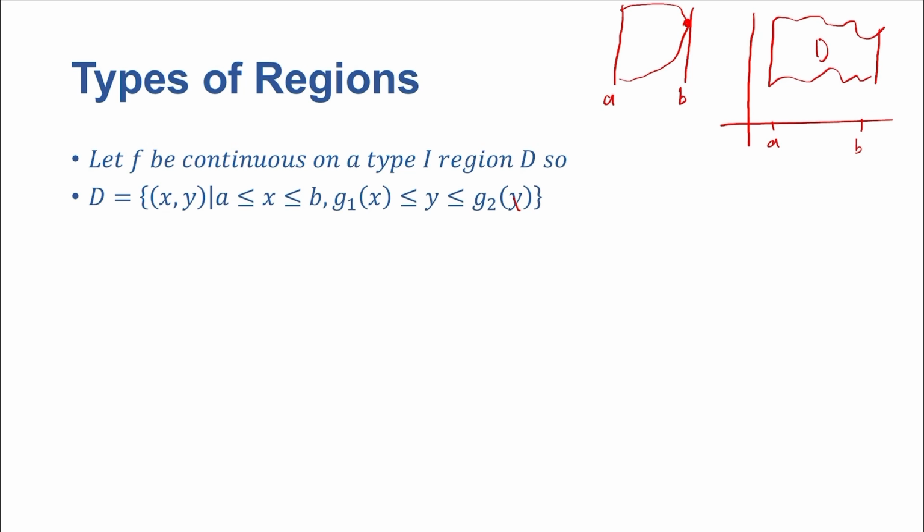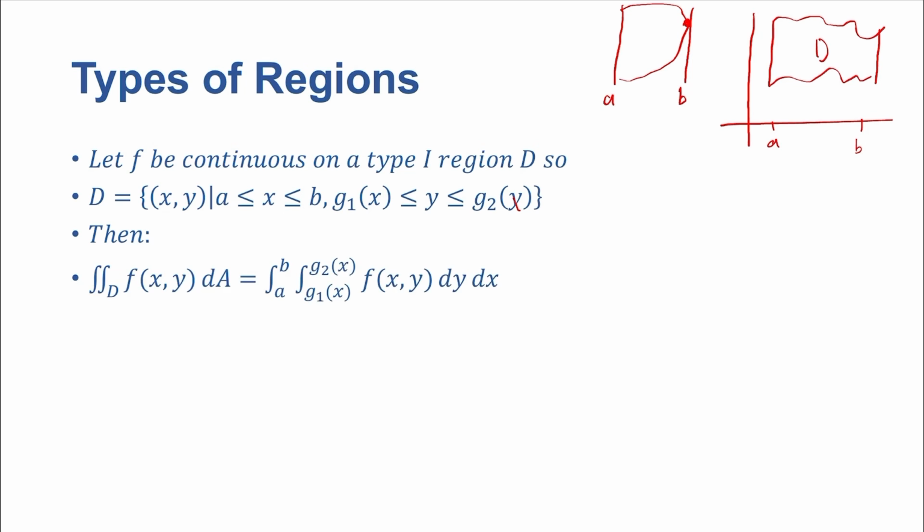Now, in this case we would take the integral over the domain of f of x and y dA as being the integral between a and b, then the integral between g sub 1 of x and g sub 2 of x of f of x y dy dx. So now consider this iterated integral.